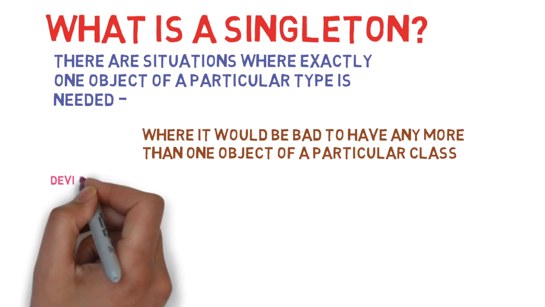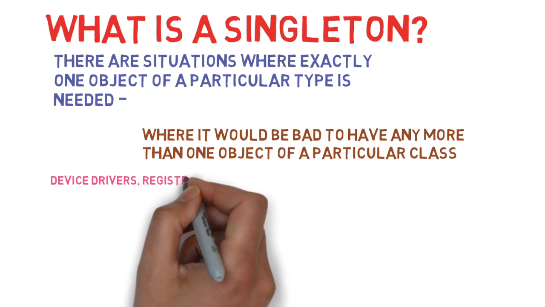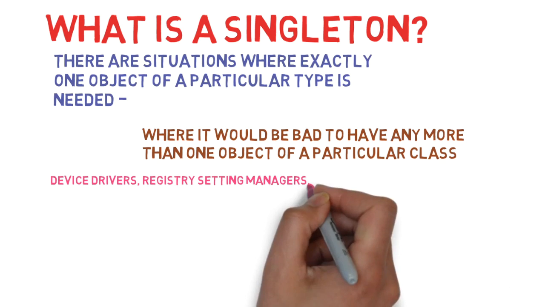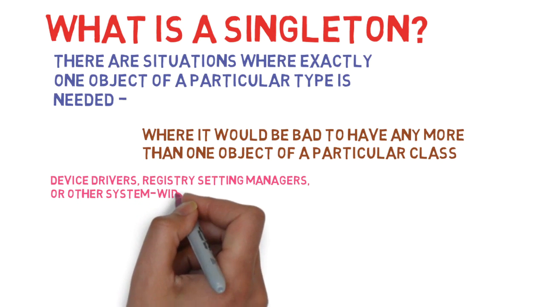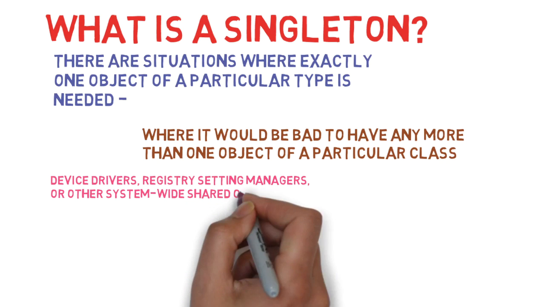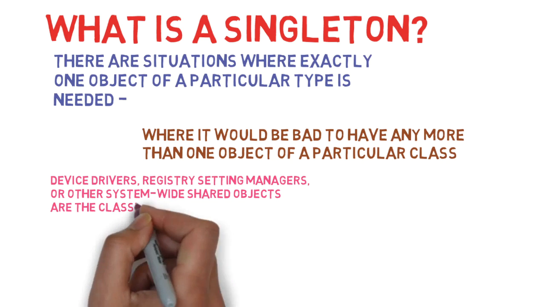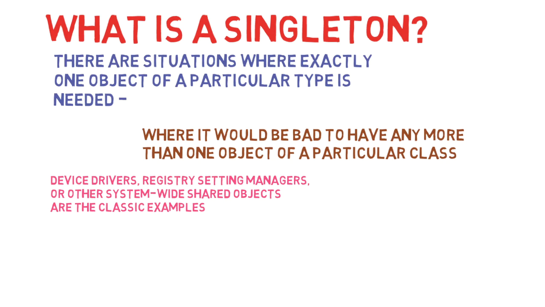What are examples where it would be bad to have more than one object of a class? Device drivers, registry setting managers, or other system-wide shared objects are classic examples where you'd use a singleton to interface with these. You don't want multiple registry setting managers, with different portions of a program's code overwriting one setting with another.